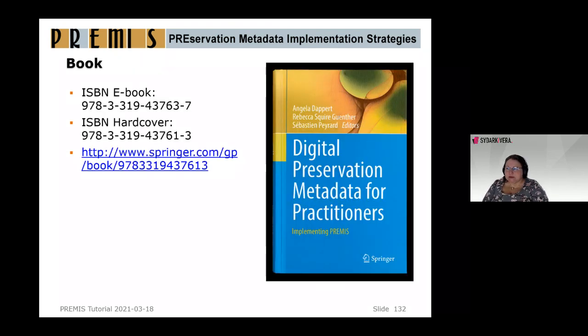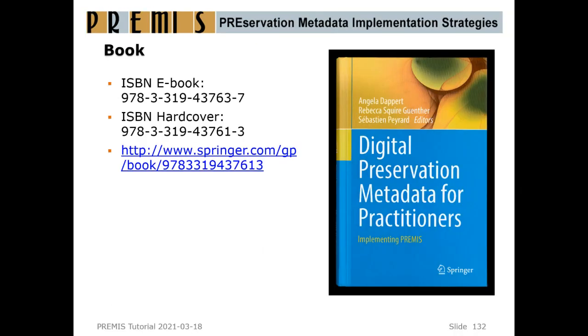Some people like books. A couple of years ago, a book was published regarding PREMIS and implementing PREMIS, available as an ebook and as a hardcover, and it covers the different sectors. So you have archives, libraries, museums, and their use cases for PREMIS, as well as surrounding chapters describing how you can use PREMIS and how everything is interlinked. So that's a good thing to have in your bookshelf, actually.